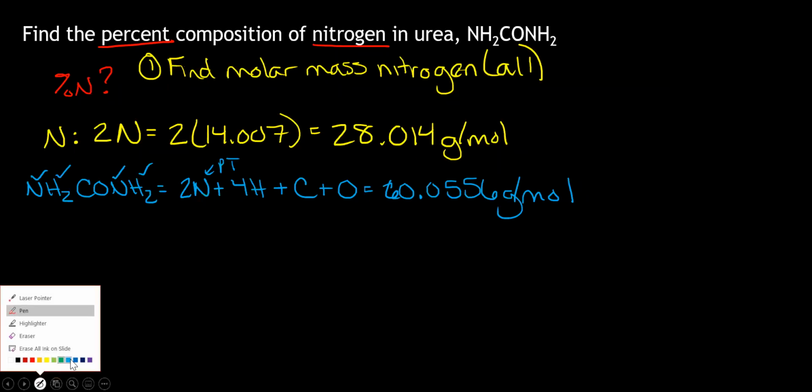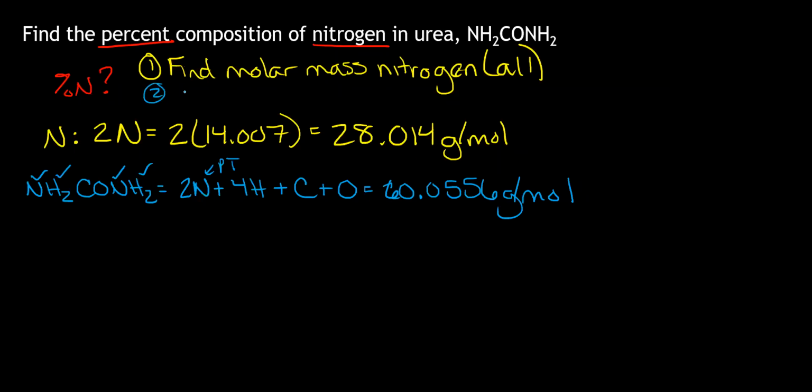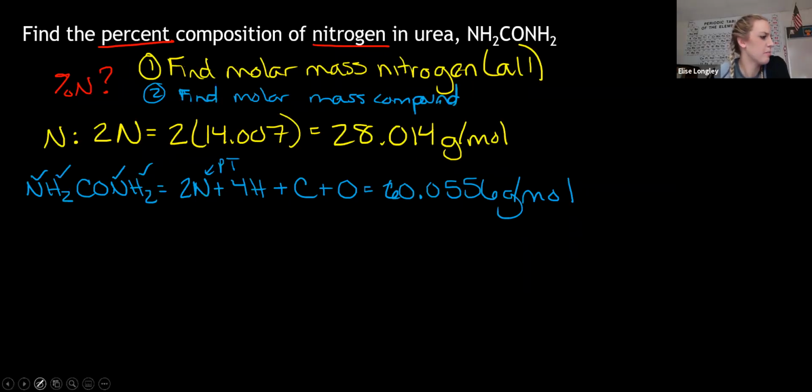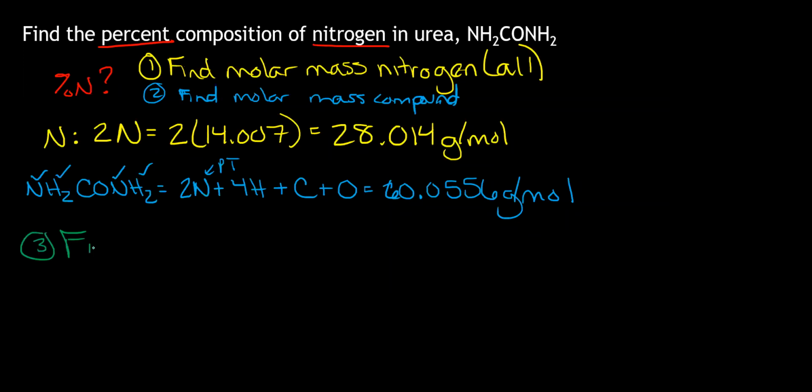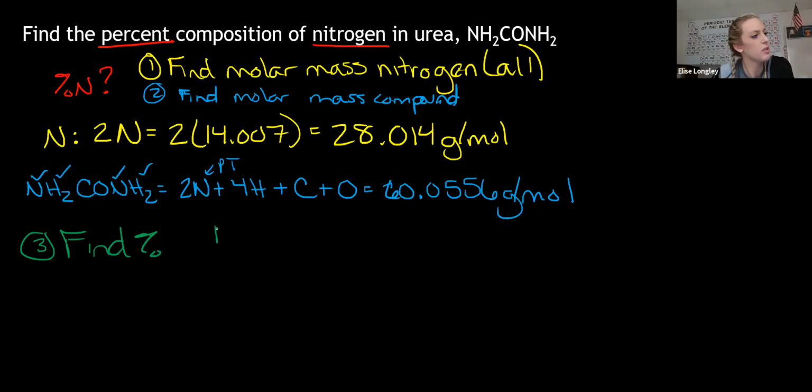You have to divide the part of the nitrogen by the whole, so the 28.014 by the 60.0556, and then multiply by 100. Step 3 is to divide them. So step 3 is to find the percent, which is always the part over the whole times 100%.